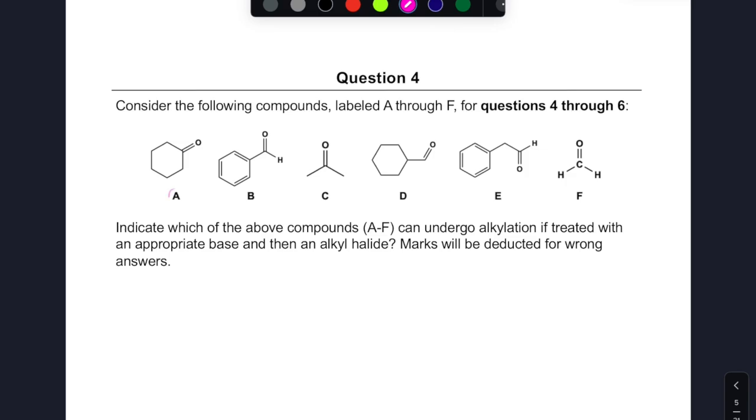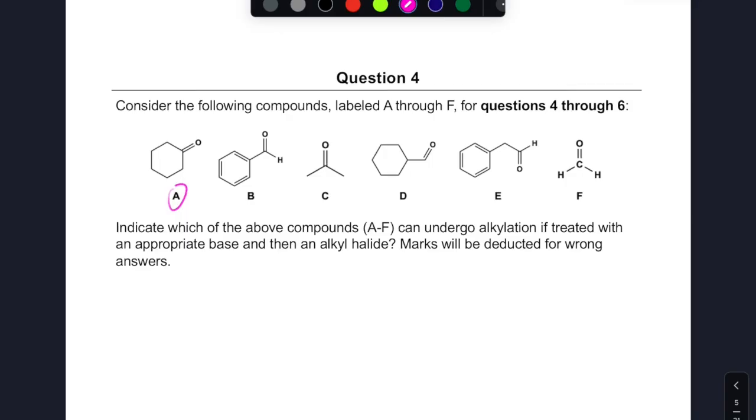So A can definitely make an enolate. We have alpha protons that are available. C, also possible. Again, alpha protons that can be deprotonated. D is also possible. We have an alpha proton here that could be, and E, also possible, alpha protons. No alpha protons here, no alpha protons here. So it's simply A, C, D, and E.